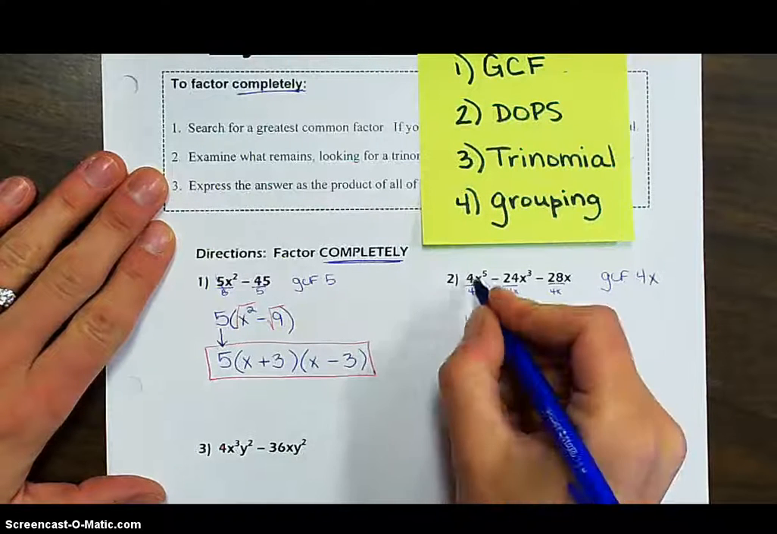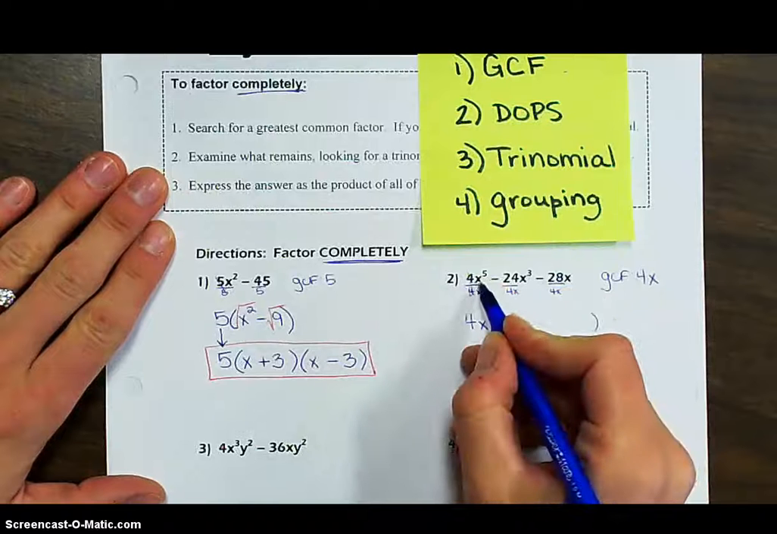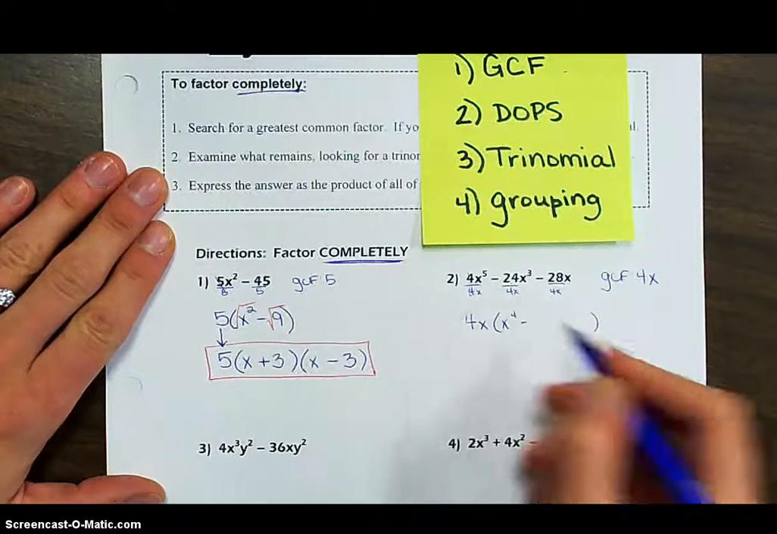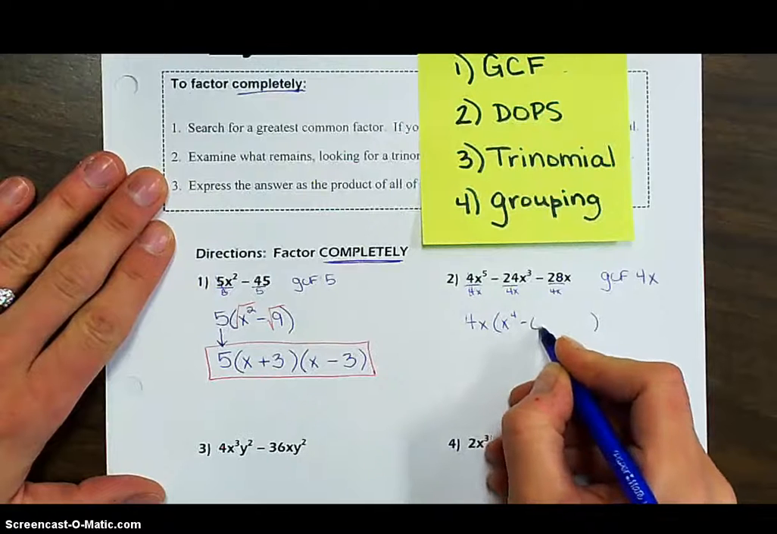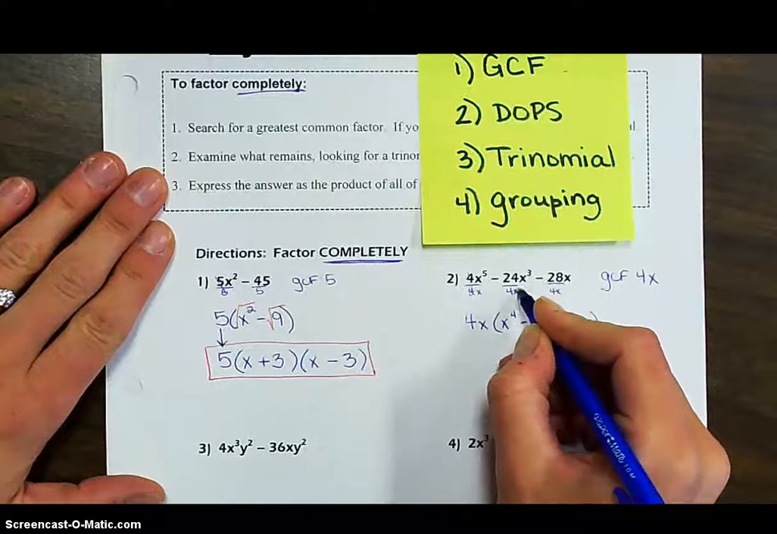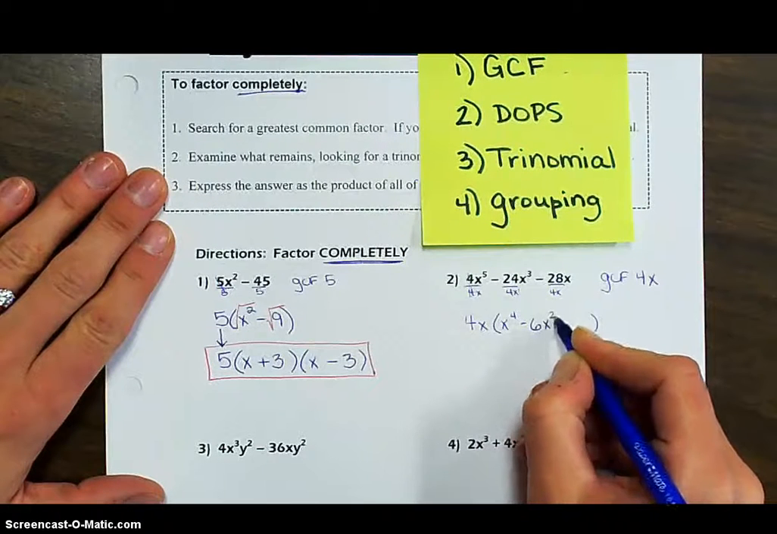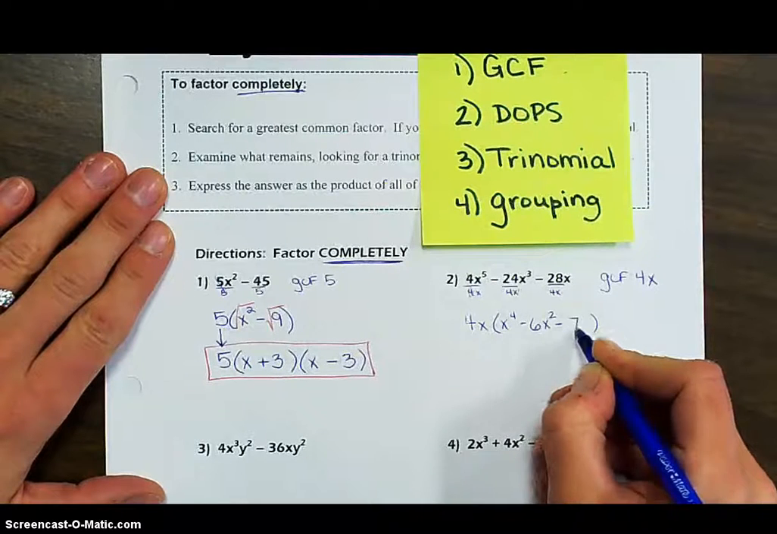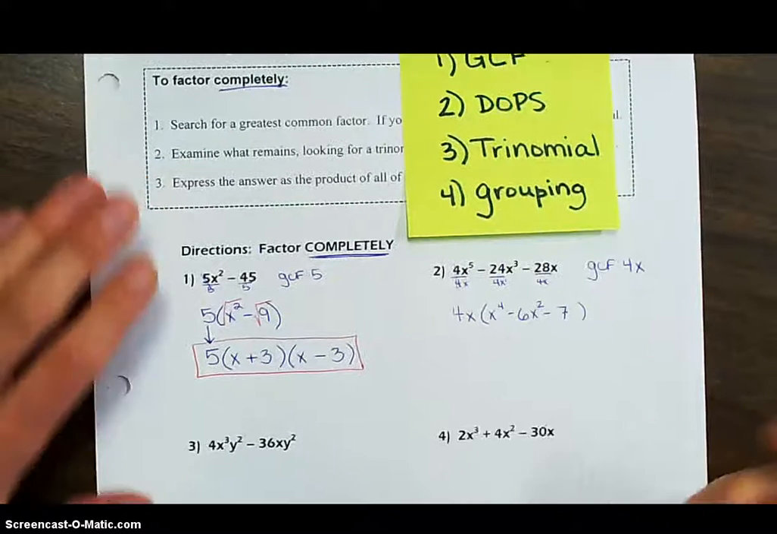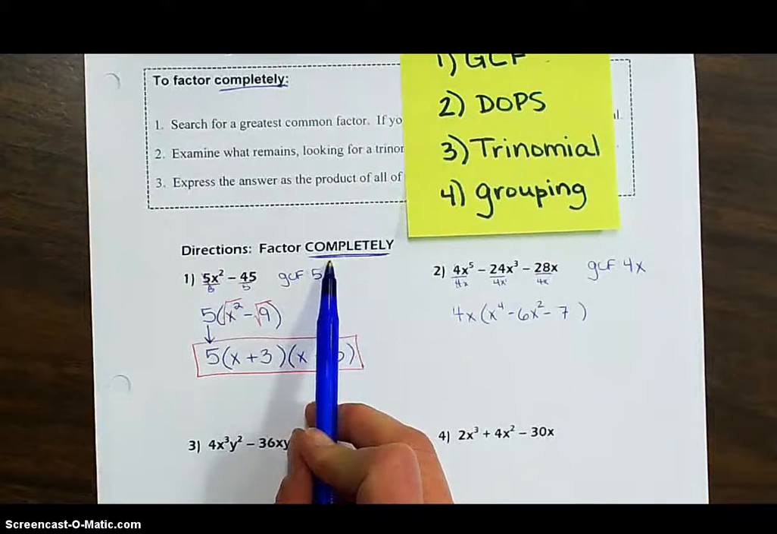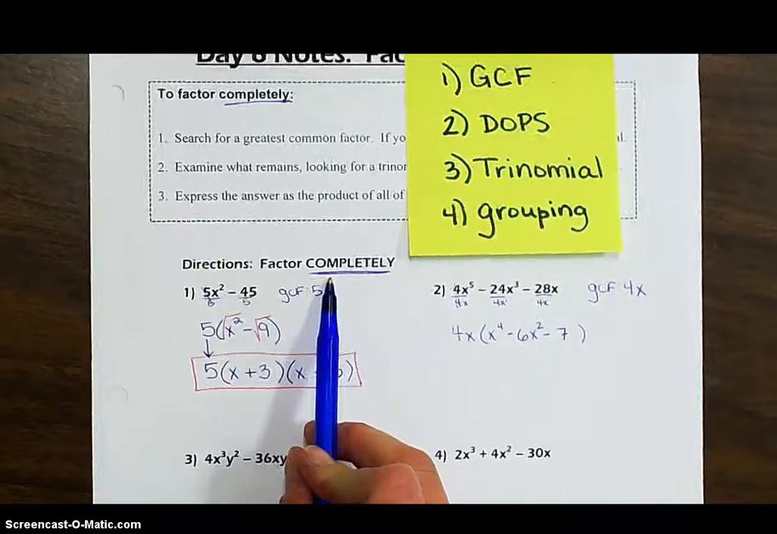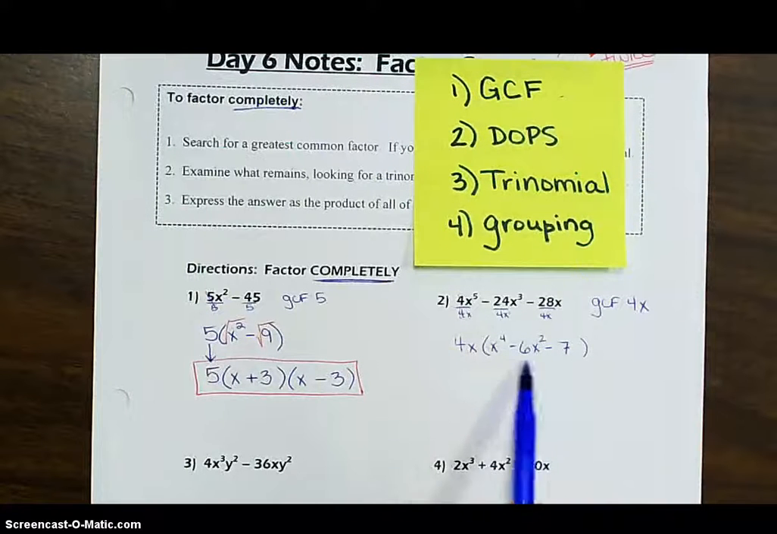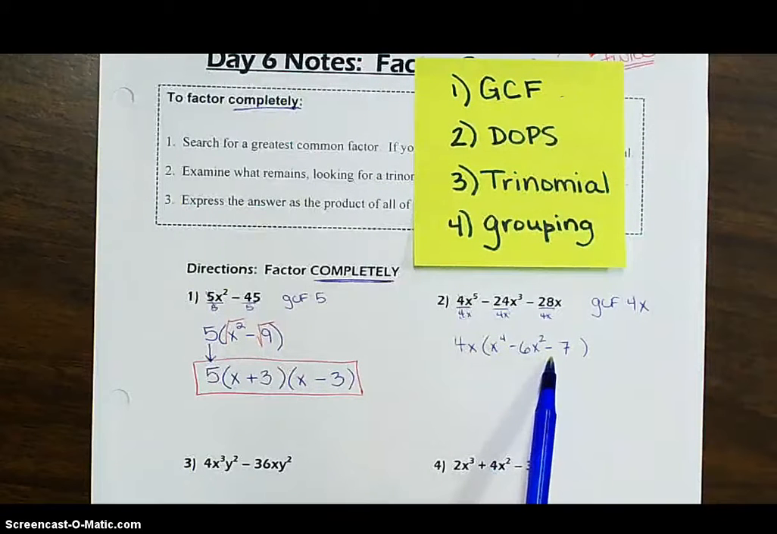Okay, and when we do that, the 4's are going to cancel, and we get 1, and then we're going to get x to the 4th, minus 24 divided by 4 is going to give us a 6. X to the 3rd divided by x to the 1st gives us x squared. And then keep the minus. 28 divided by 4 is 7. Okay, but remember, we're factoring completely, so now we have to factor again. We already used GCF, so now we can try DOPS, but it's not a binomial, so we can't use difference of perfect squares.